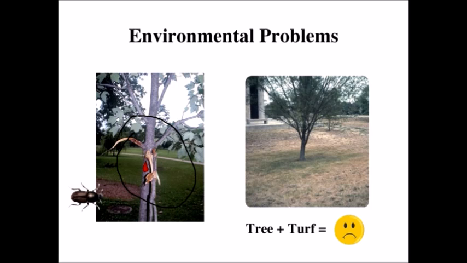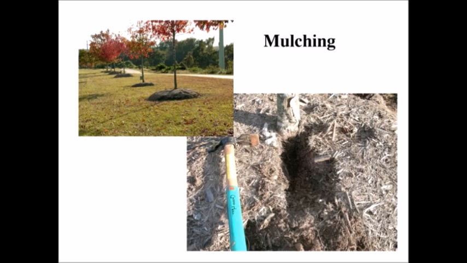And then trees and turf really don't mix. They are in competition with each other for sun and for water and so on, and they usually don't like the same fertilizer regimens. So if you've got turf around a tree, mulch it as far out as you can. That would be my recommendation. It will reduce your insect problems in the long run.